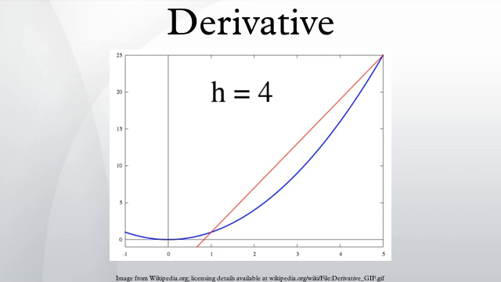Inflection point. A point where the second derivative of a function changes sign is called an inflection point. At an inflection point, the second derivative may be zero, as in the case of the inflection point x equals 0 of the function y equals x³, or it may fail to exist, as in the case of the inflection point x equals 0 of the function y equals x^(1/3).